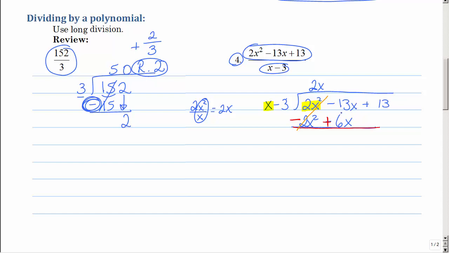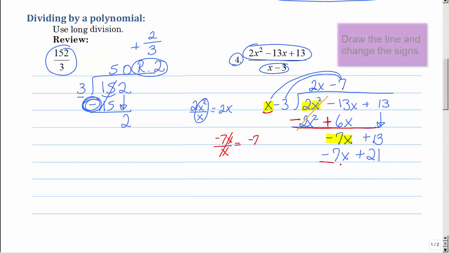Now let's see what we have here. Negative 13x plus 6x is negative 7x. And we're going to bring down the next term. Then we're going to repeat that process. We're just going to divide those first terms. We're going to divide negative 7x by x. We're still looking at that. And of course, that's negative 7. So we're going to put minus 7 on top.